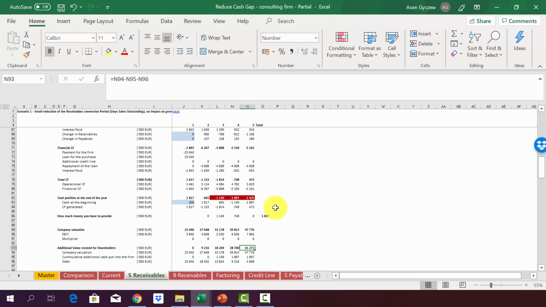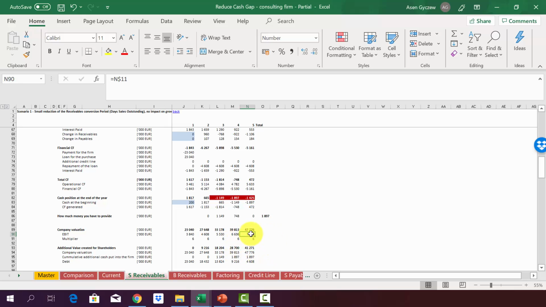So as you can see, by renegotiating our receivables, providing that it will not impact the revenue, so the top line, and this was the assumption in the scenario, we are able to save in terms of cash roughly 2-3 million. And this will also increase the additional value we create for shareholders from 38 million to 41 million.